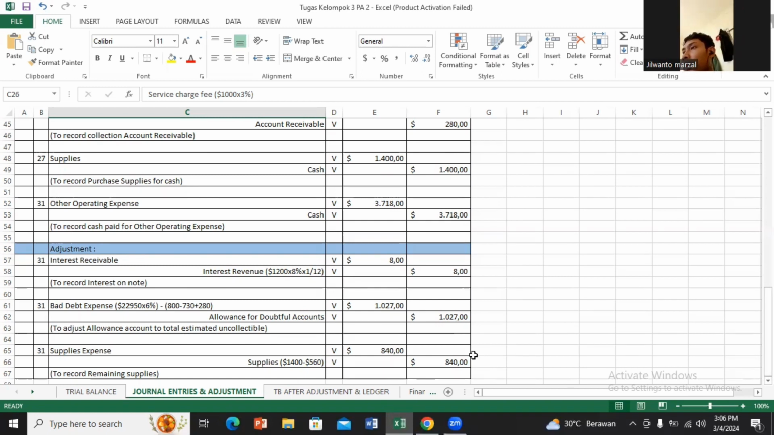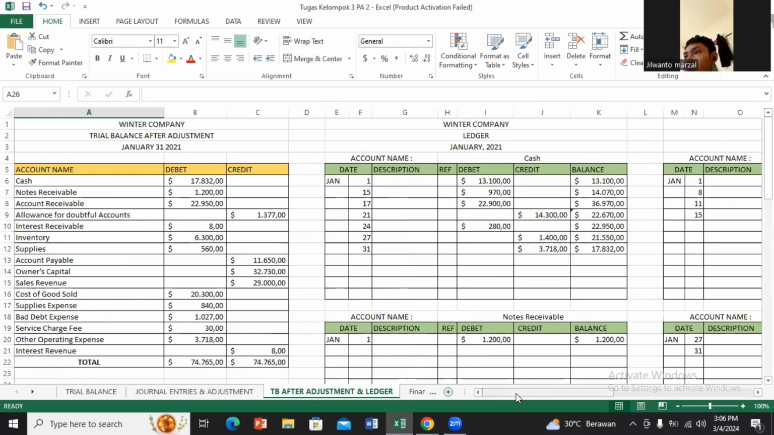Okay, after we finish this journal, we are going to post it on the ledger. So as you can see here, in the red section, we got the check mark. This check mark means it's already posted on the ledger. So the next one is about trial balance after adjustment, which will be presented by Vina. Vina, time is yours.